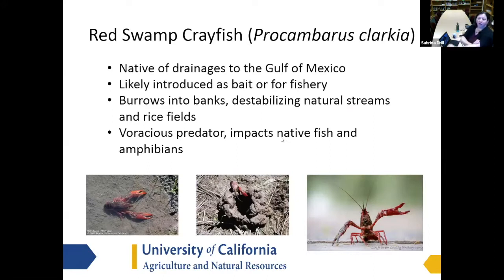So another example here of something that probably came in as bait, red swamp crayfish. It's native to the drainages of the Gulf of Mexico, basically. And this burrows into banks. This is a hole one has dug right here, and it really destabilizes them. They're also really voracious predators. And in LA County and some of the streams in the Santa Monica Mountains where I work, they seem to be having a significant impact on native amphibians, on native newts. They eat the newt eggs and young newts. And they'll also eat native fish eggs too, and small fish.